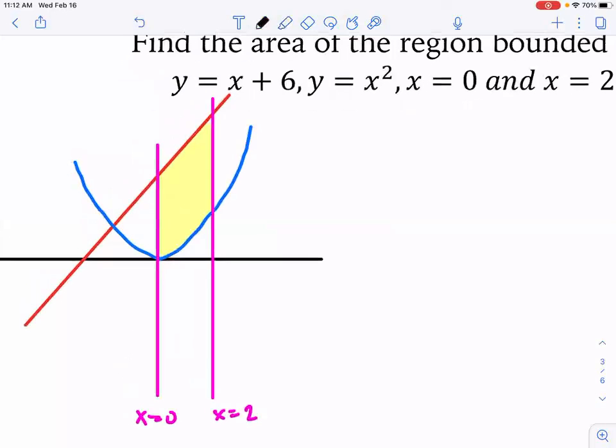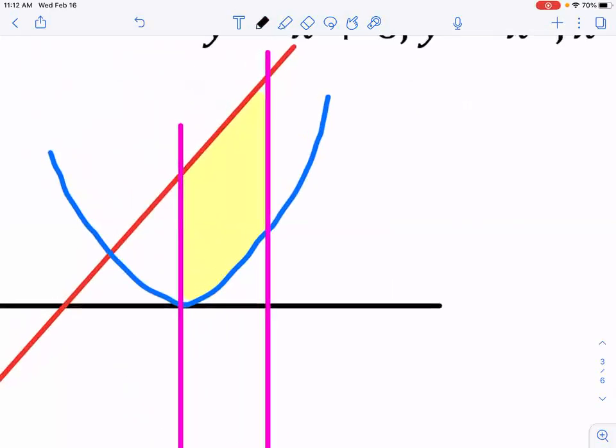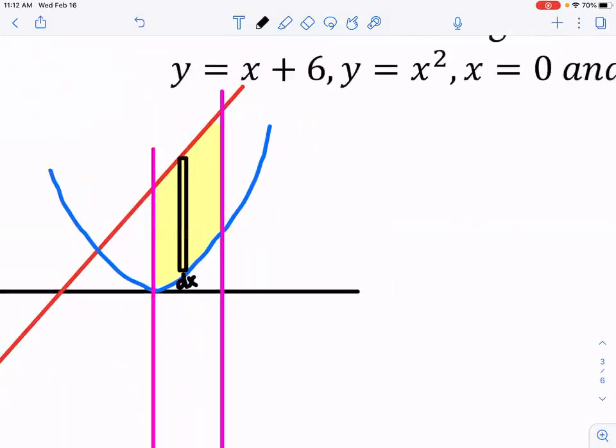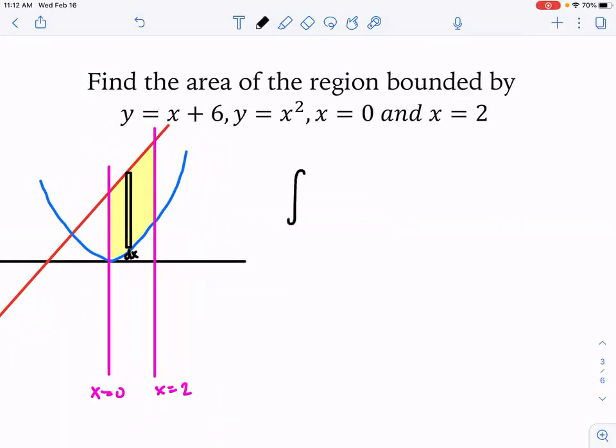So what we are doing is we are taking this region and we are putting in these itty bitty rectangles with thickness dx, and we're adding up all of those areas, okay? Well, how do we do that? We take our integral from A to B. Well, it looks like this region starts at x equals 0 and stops at x equals 2. Which function is our top function? Plus 6 minus which function is our bottom function?